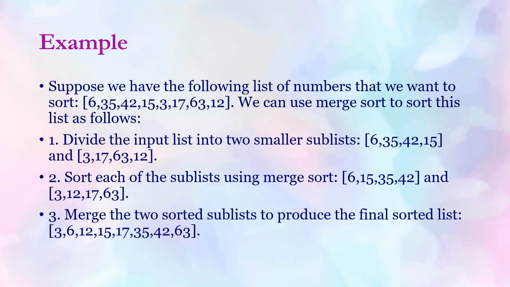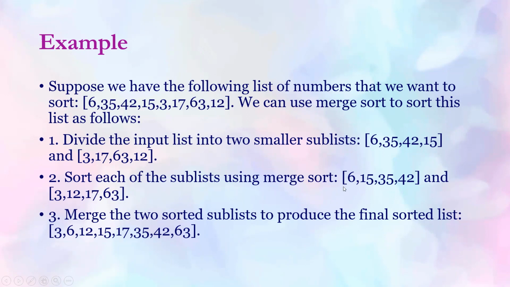So 6, 35, 42, 15 will be sorted, and I get 6, 15, 35 and 42. The same thing I do with my second list, which becomes 3, 12, 17, 63. Now, if you look at these two sublists, the data within them is already sorted. All that I need to do is merge them. Okay, now see what happens. I'm going to merge the sorted lists and produce the final list.